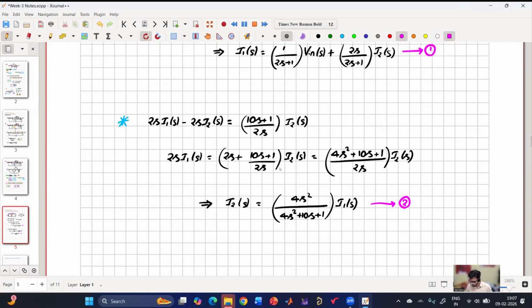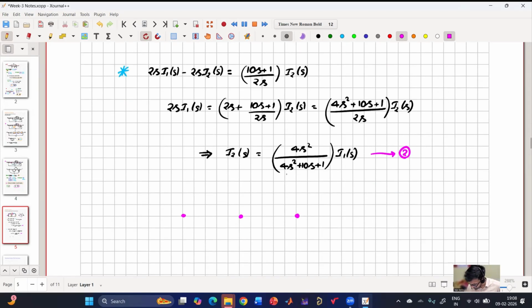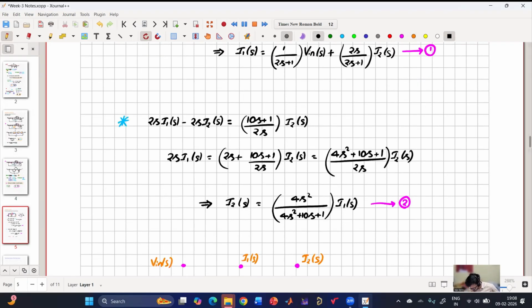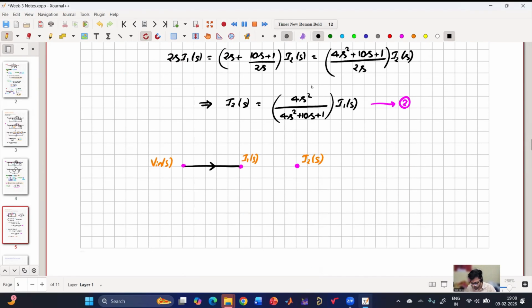Yes, sir. So now let me redraw it. I have V in of S, I have I1 of S, I have I2 of S. So this is my V in of S, this is my I1 of S, and this is my I2 of S. First let us draw for I1 of S. I1 of S has one component from V in of S. What is the gain of that? 1 by 2S plus 1. Very good. So this is 1 by 2S plus 1.